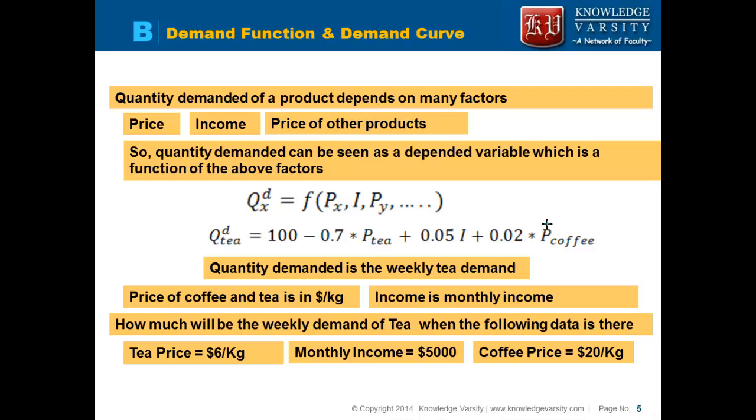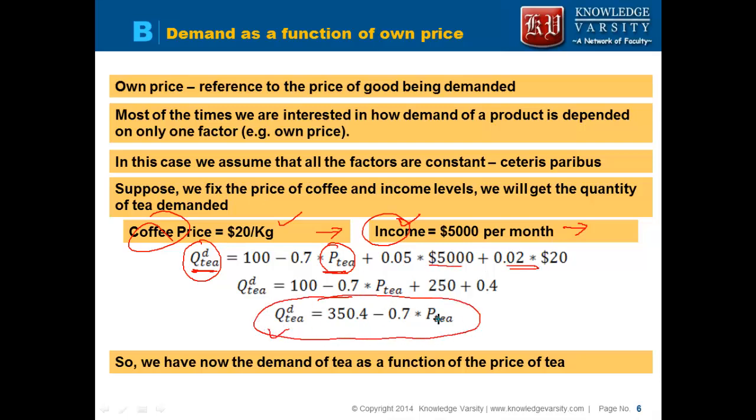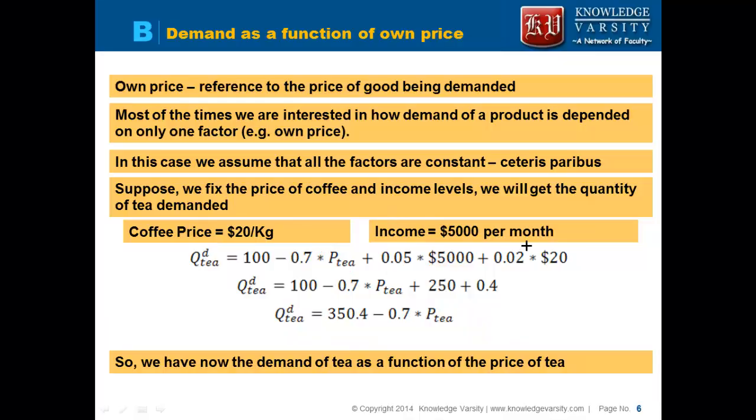Now mostly we are interested in the quantity demanded with respect to the price of tea. We do not want income and coffee to be coming. So we can say quantity demanded versus price of tea, assuming income and coffee prices are constant. So we can substitute these values and get the quantity demanded of tea versus the price of tea. So you have a demand of tea as a function of only the price of tea, right?